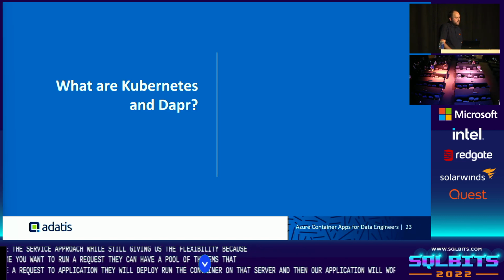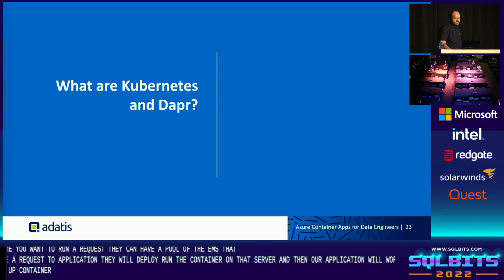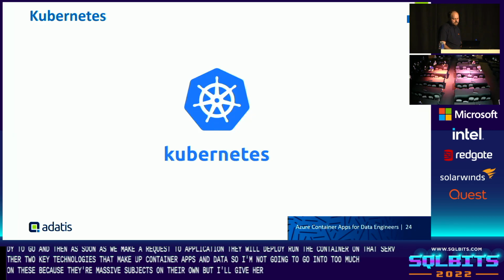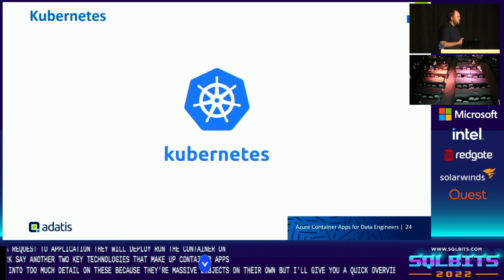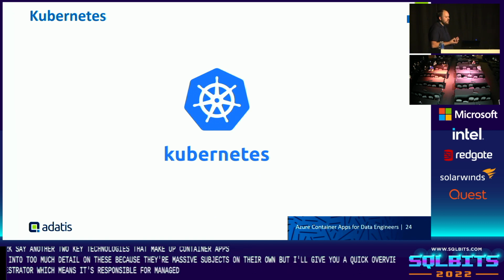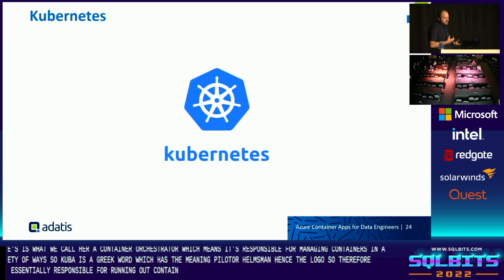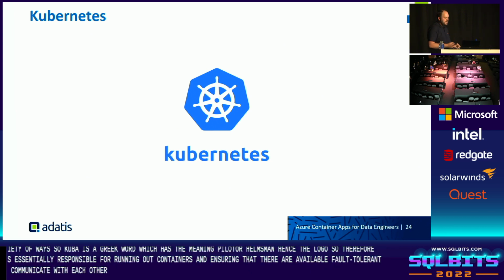So another two key technologies that make up container apps are Kubernetes and Dapr. I'm not going to go into too much detail on these because they're massive subjects on their own, but I'll give a quick overview. Kubernetes is what we call a container orchestrator, which means it's responsible for managing containers in a variety of ways. Kubernetes is a Greek word, which has the meaning pilot or helmsman, hence the logo. So it's essentially responsible for running our containers and ensuring that they're available, fault tolerant, and can communicate with each other and also the outside world.